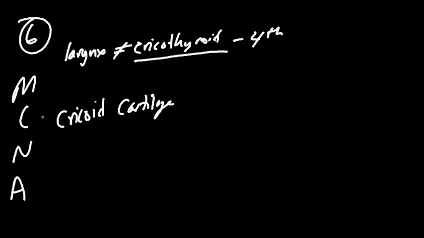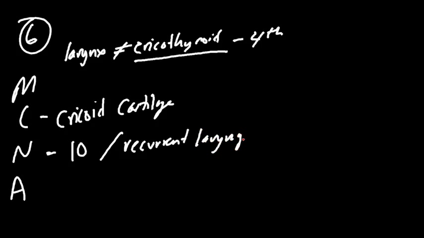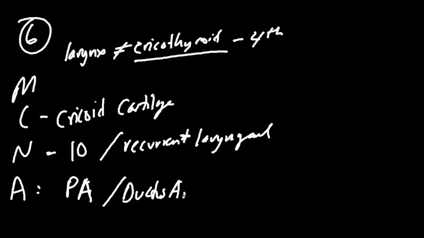That's it. Cricothyroid cartilage from the 6th pharyngeal arch. What are we going to see? Nerves. We're also going to see cranial nerve 10, your vagus. And then also you've got the recurrent. And lastly, we've got artery supply. It's going to be your pulmonary artery, so your lung artery, and then also your ductus arteriosus.